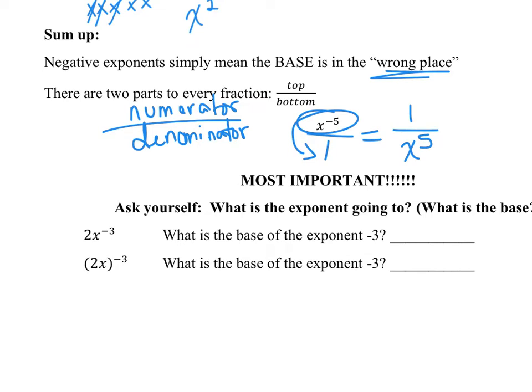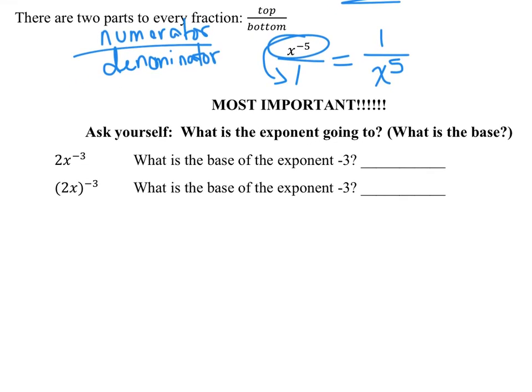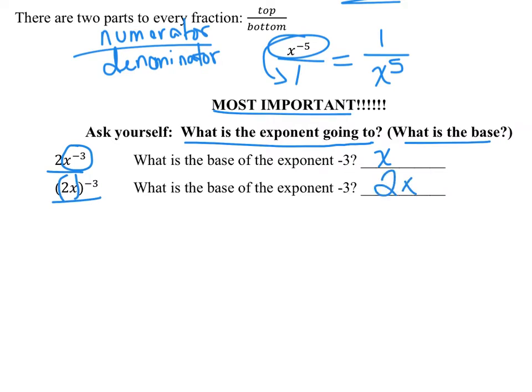So the hardest part of this one, in my opinion, but obviously it might not be, the most important thing you can think about is ask yourself, what is the exponent going to? What is the base? So looking at this one, what is the base of the exponent negative 3? Well, that negative 3 is only going to the x, so x is the base. For this one, since remember you have the parentheses, the 2x is the base. Okay, so you can have multiple things as a base as long as you have parentheses.